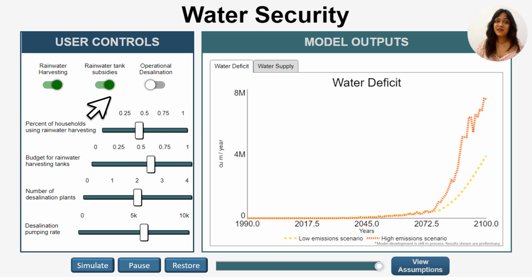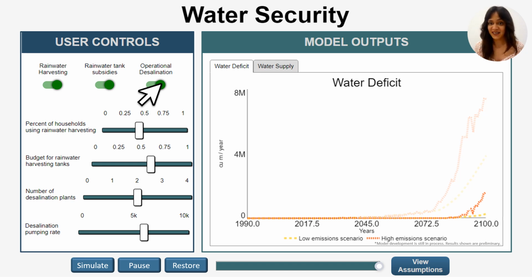However, Kiribati is also in the process of building desalination plants in South Tarawa, where the capital is. So let's test out how these plants might affect the water deficit. And we can see that, as we might expect, the addition of desalination plants has largely decreased the water deficit later this century.